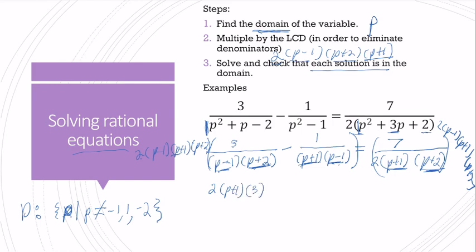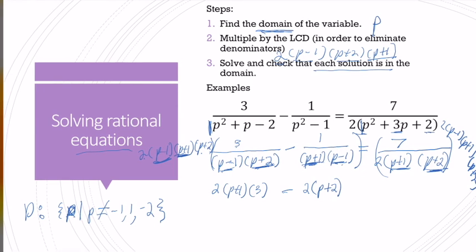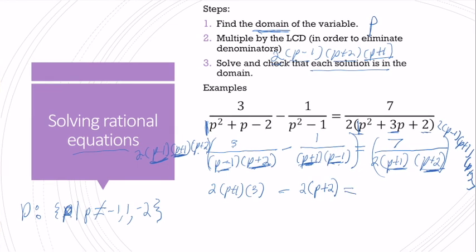Next, I have 1 times 2 times p minus 1 times p plus 1 times p plus 2, right? And I can see that the p plus 1 and the p minus 1 are going to cancel. So that leaves me with 2 times p plus 2 times 1, which I can ignore. Here, I can see the 2 is going to cancel. The p plus 1 is going to cancel. The p plus 2 is going to cancel. So I'm left with 7 times p minus 1.